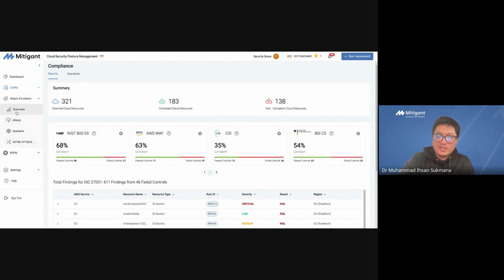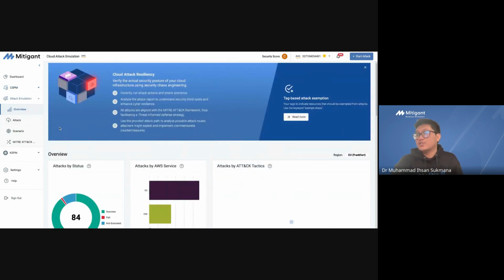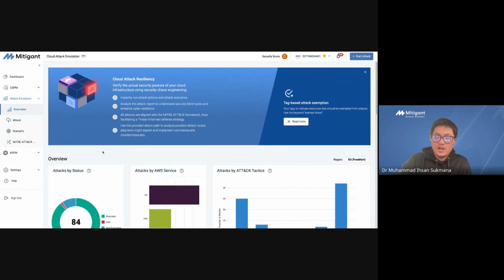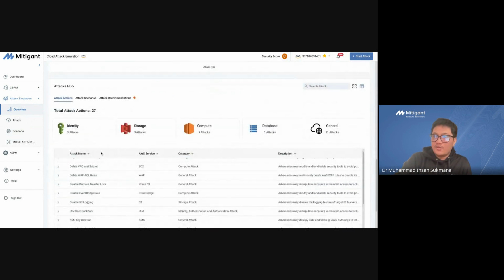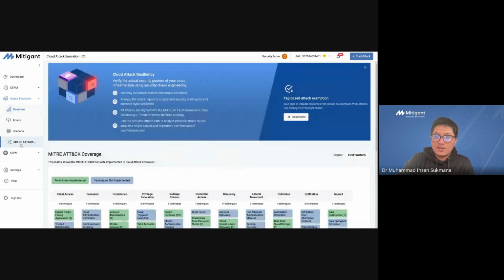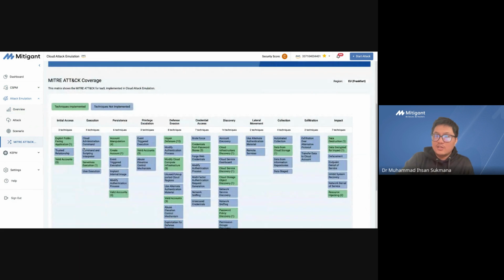And for the cloud attack emulation, this is our unique selling point. It's based on a revolutionary approach called security chaos engineering, where we inject reversible security faults within the cloud infrastructure, and then you can see how your cloud behaves during these cyber attacks on your cloud infrastructure. We have already implemented several cloud attack actions and scenarios. As you can see here, we currently have 27, and these are all based on the MITRE ATT&CK framework, which is the framework used to explain how cyber attacks actually happen within the cloud, in an environment.